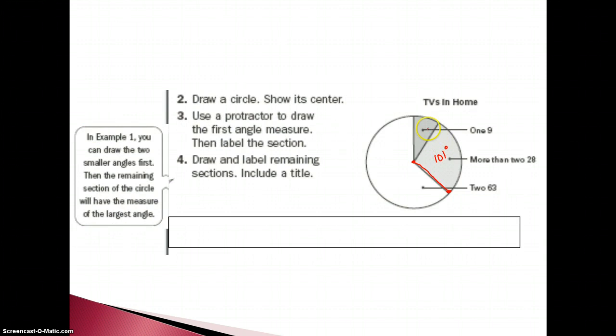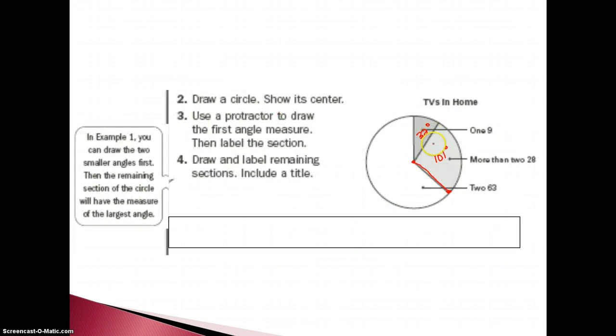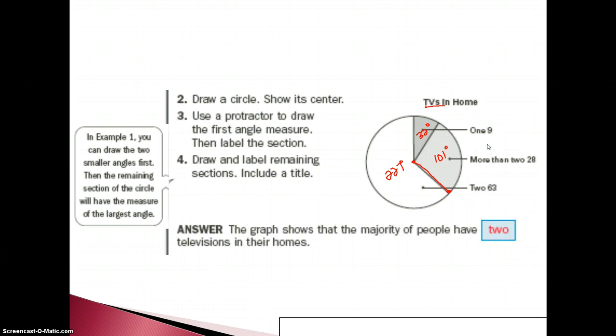1 was 32 degrees, and then people that had 2 was 227 degrees. Again, use your protractor to measure that. Always include a title and label each section. You don't have to label it with the degrees, you can actually just label it with the numbers. So you can see that based on the circle graph, the majority of people have 2 televisions in their home.